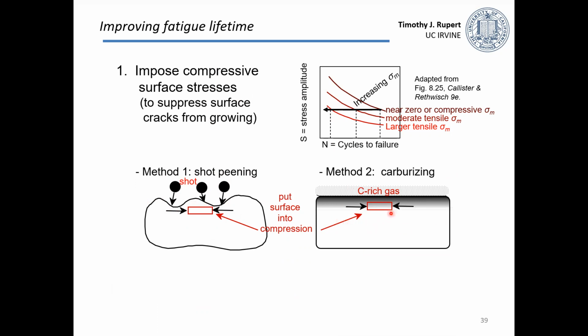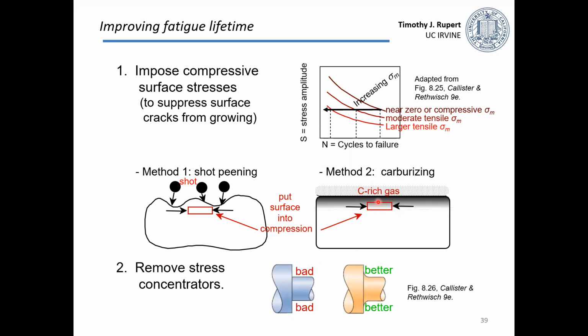Another way of doing this is what's called carburization. We mentioned this, we talked about gears. We talked about carbon diffusing into our sample. So in this case, we have a carbon gas on the outside. We have diffusion into the material. And what this does is it puts this outer layer into a compression.